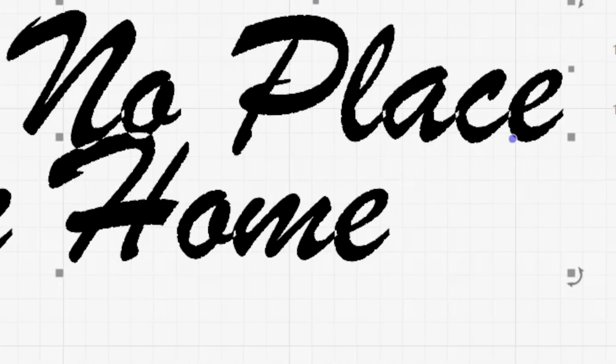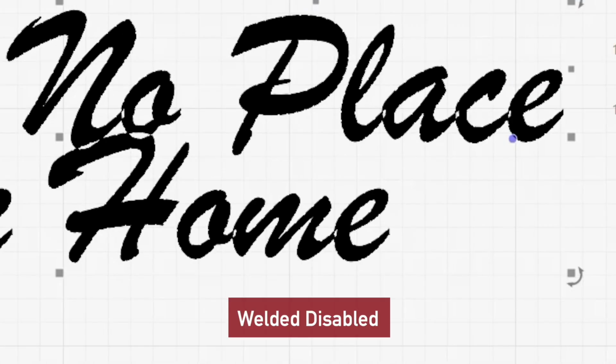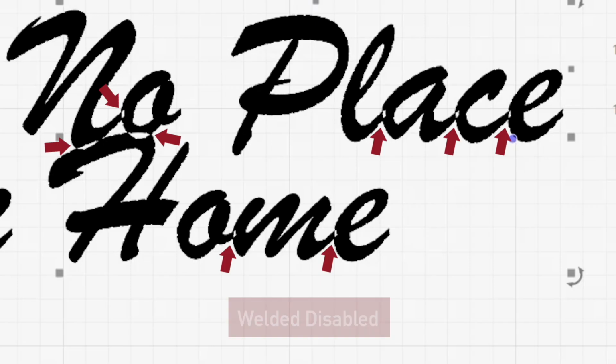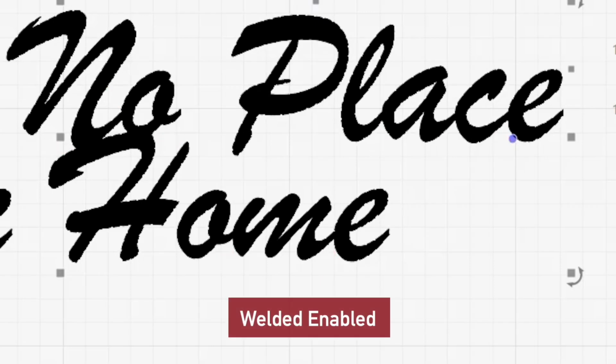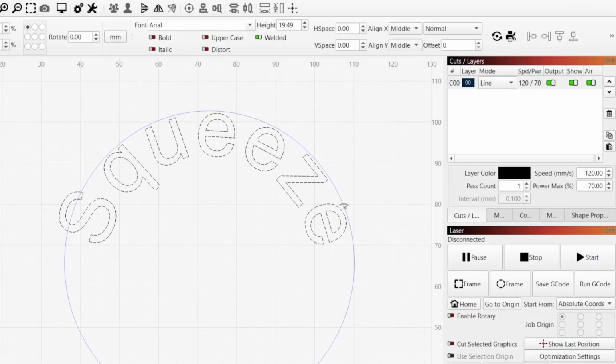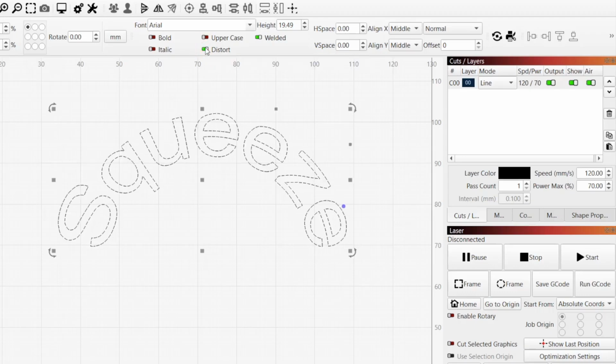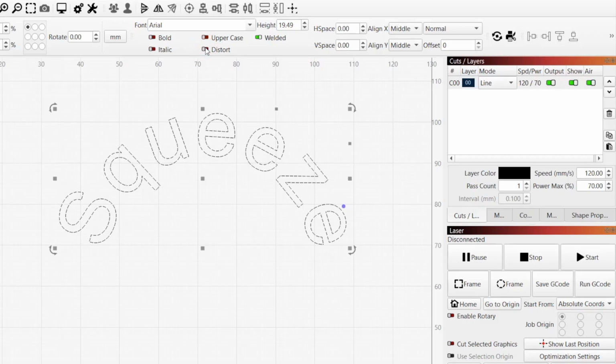Unwelded overlapping characters will negate one another, resulting in unengraved areas, so you almost always want the setting enabled. Distort affects the behavior of characters when using bend. When enabled, individual characters will be warped as part of the curve, and when disabled, they'll remain unchanged.